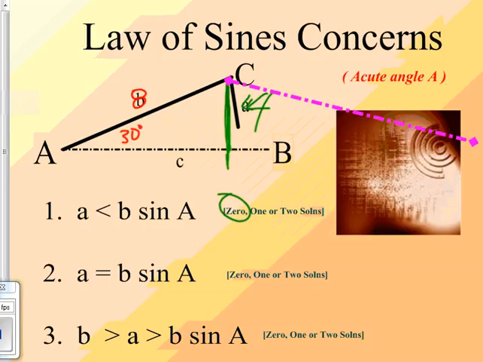If A is, and again, sine of 30 means this is a half. If A is equal to half of B, then how many answers do we have? 1. And by the way, it's a special one. If it's exactly equal to half of B, then it's a right triangle.